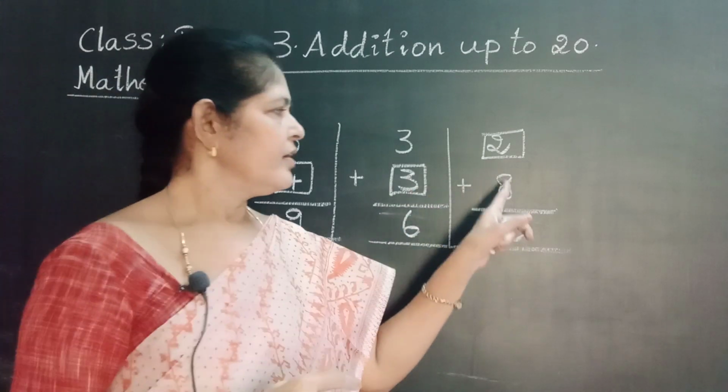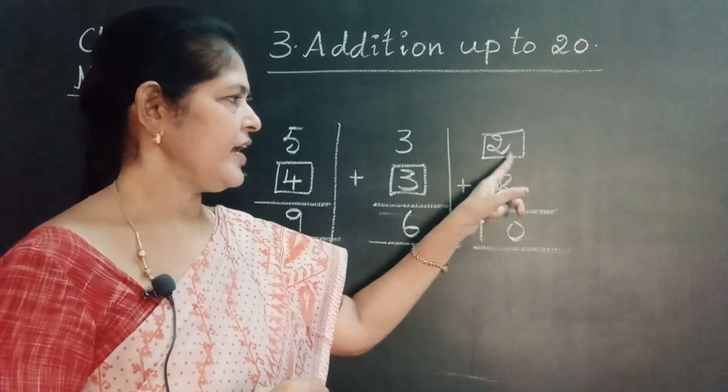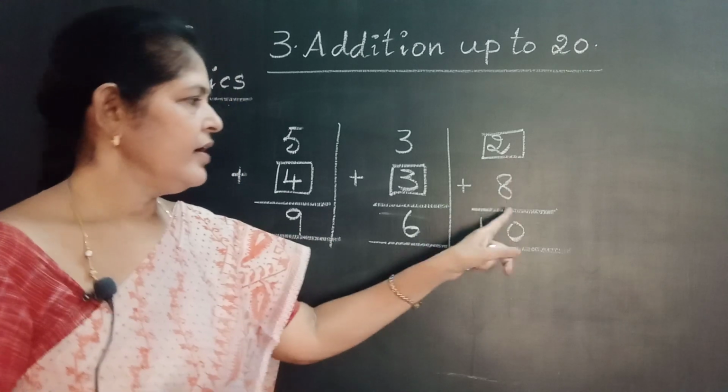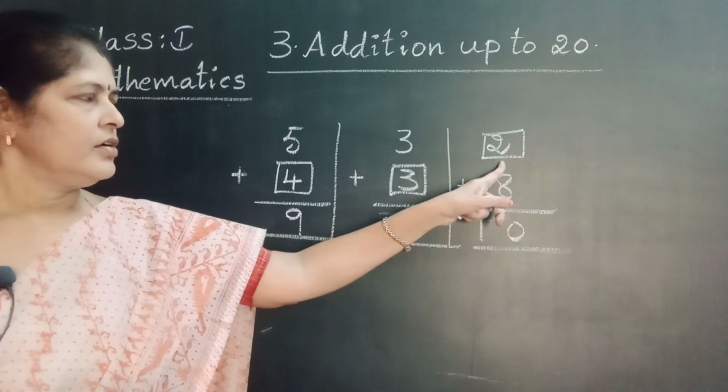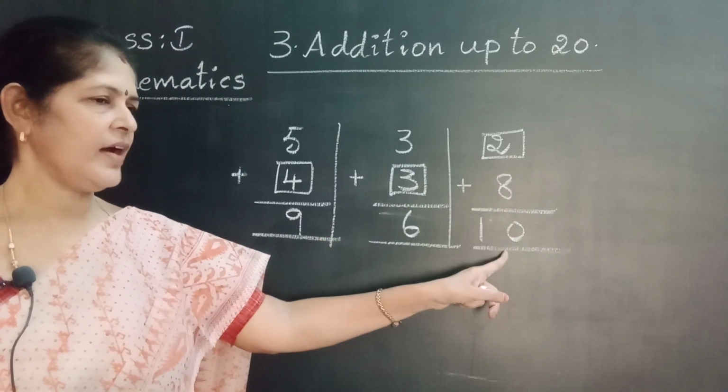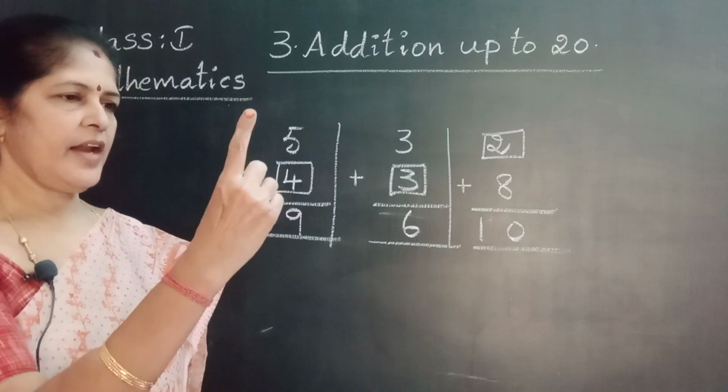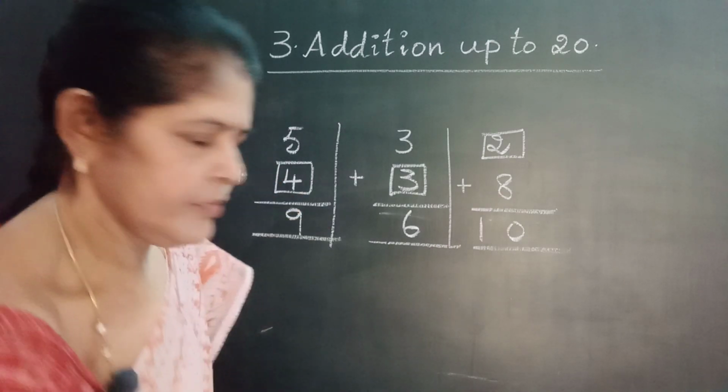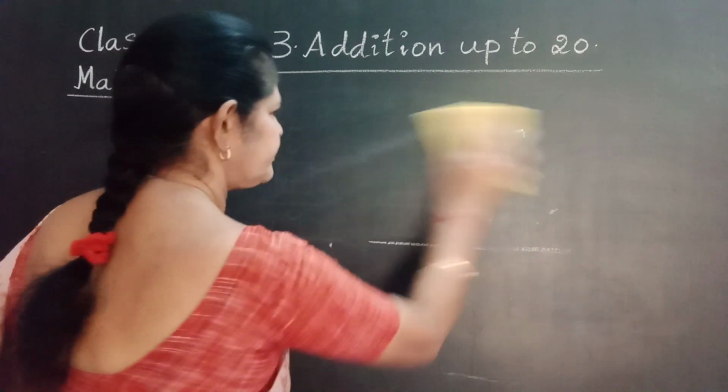3. Here we don't know the first number. Here we find out the first number. This is dash plus 8 equal to 10. 8 after 9, 10. Next one.